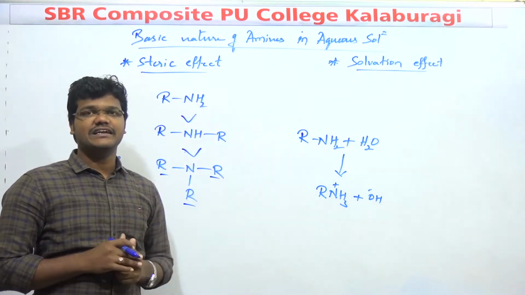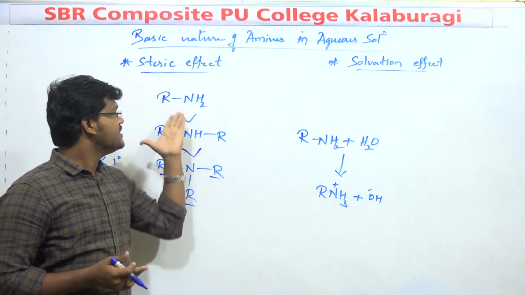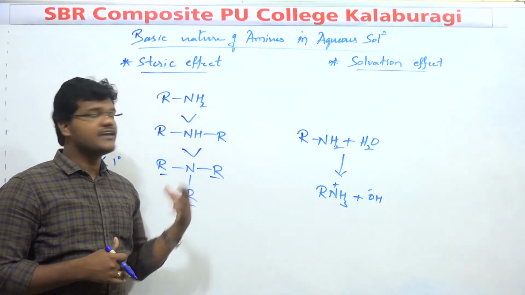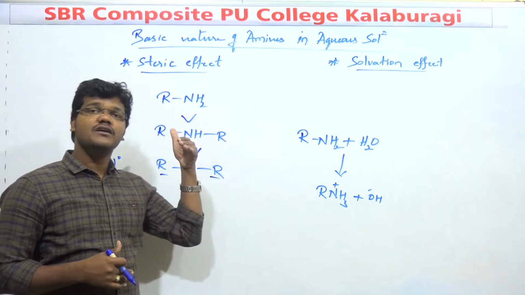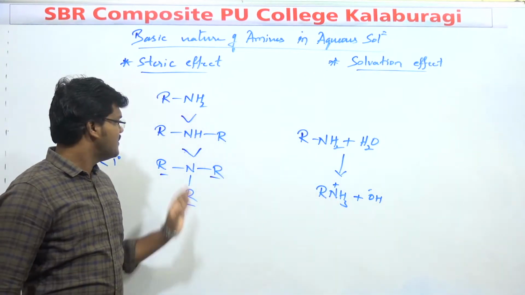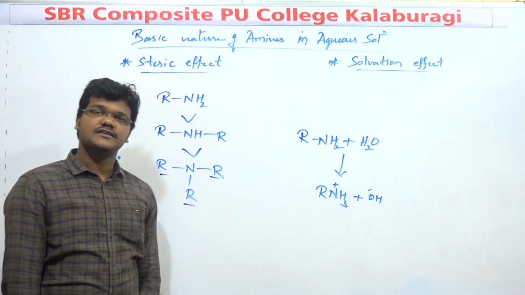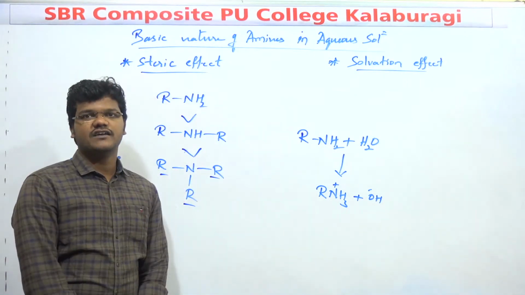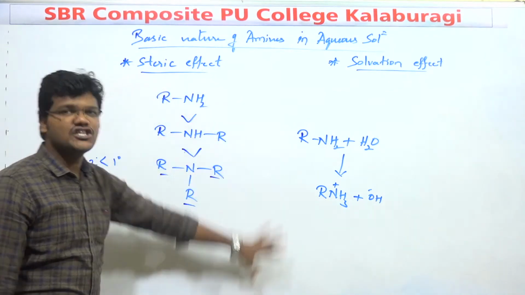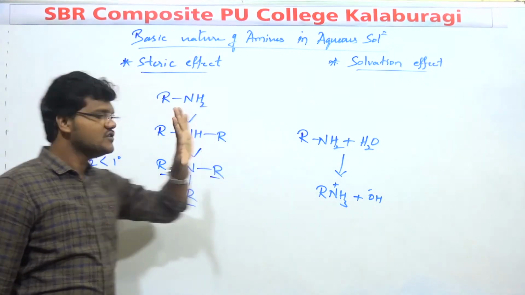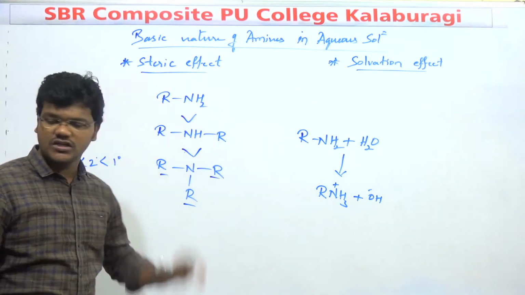Primary is less sterically hindered, so I can say it can form hydrogen bonds faster. I can say it can donate faster. I can say it is going to be a strong base compared to tertiary in aqueous solution, according to steric effect. So this is the first concept based on steric effect that we can explain. According to this, you just remember tertiary, secondary, and primary.